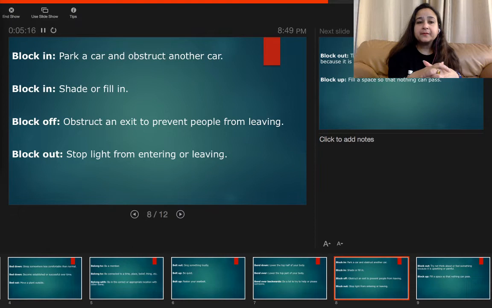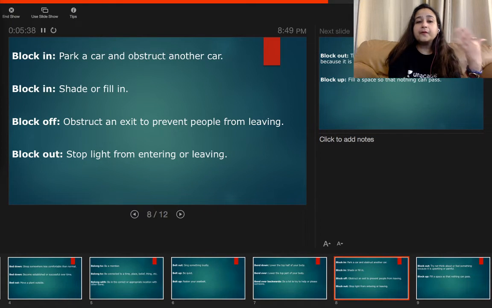Okay. Then block in also is to shade or fill in. So you block in the empty parts. Like if you're doing some painting or sketching, and you're making a flower and a big leaf, and the leaf has no color, you say just block in the color, means you just shade it in or fill it in so that it's all colored. Block off.